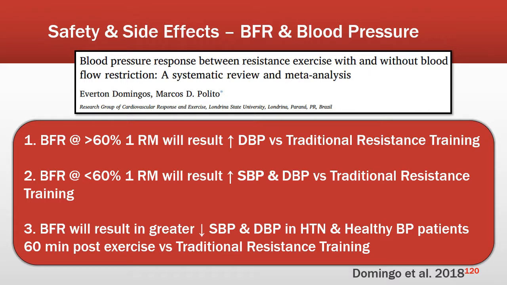Okay, so here are the conclusions of the study. BFR at greater than 60% 1RM will result in increased diastolic blood pressure versus traditional resistance training. BFR less than 60% 1RM will increase both the systolic as well as the diastolic versus traditional resistance training.